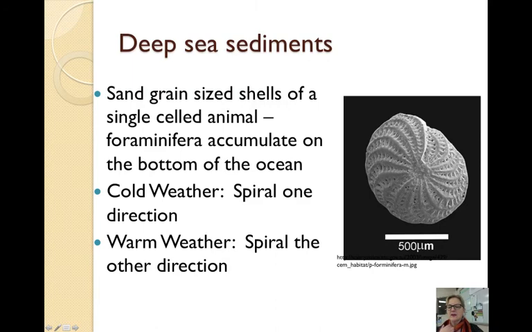Deep sea sediments is another core sample that they'll get. They'll dig way down, and depending on what they call foraminifera skeleton. These are like little sand grains, and foraminifera are these little tiny single-celled animals that actually have skeletons, and they swirl. And this one is swirling in a counterclockwise direction. If you see that, it's going counterclockwise. All right. So spiraling in that direction, maybe it's cold. If we have a lot of them spiraling in that direction, it's cold weather. Spiraling in the other direction, it's warmer weather. And depending on percentages, it might be warmer or colder.